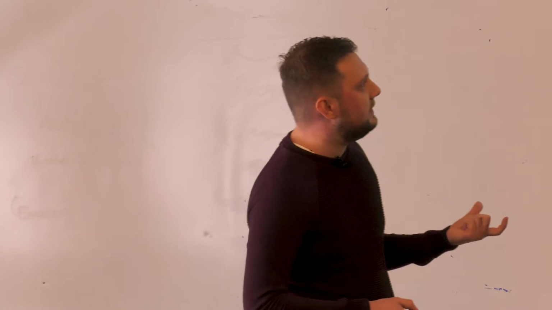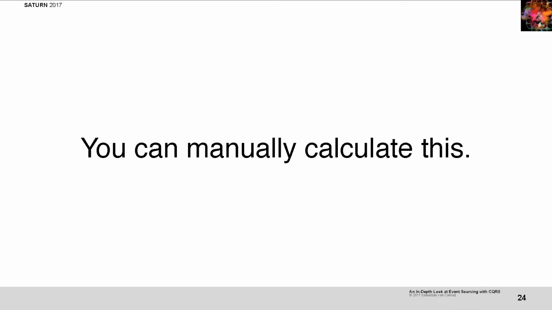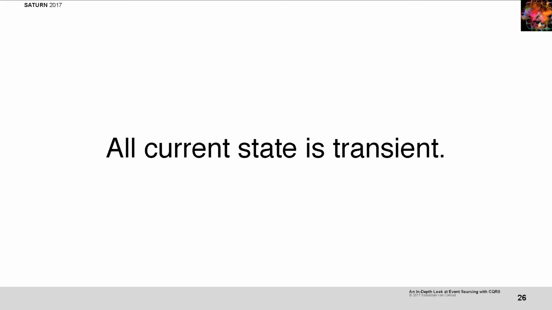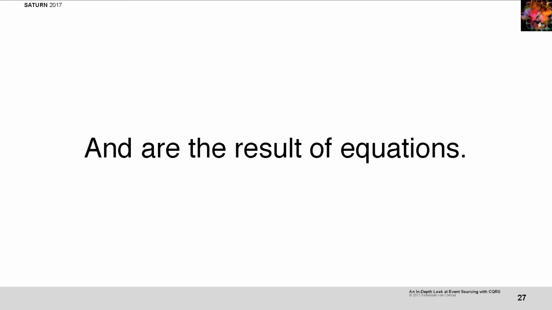And that's how you get the balance. And you can manually calculate this. You can get a piece of paper out and you can calculate it. And event sourcing works exactly the same way. All current state is transient, the balance is transient, all current state is, and are the result of equations.